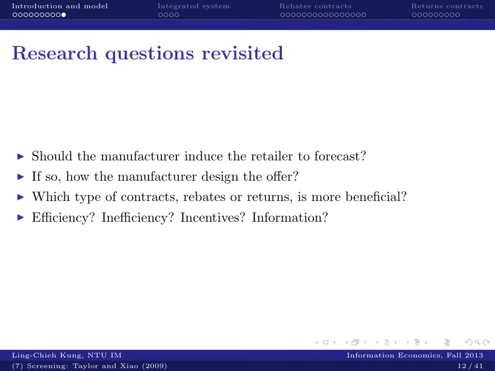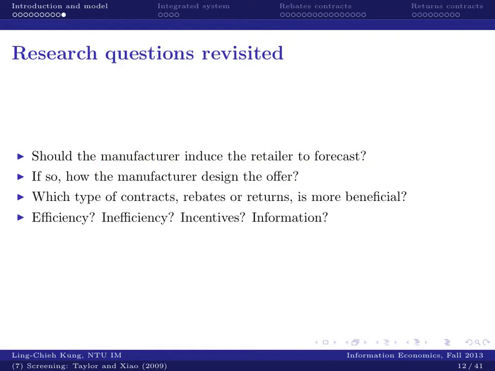So now we are able to precisely describe our research questions. The first one is, should the manufacturer induce the retailer to forecast? Both of them are profit maximizers. Okay, they want to maximize their respective expected profits. So is it optimal for the manufacturer to induce forecasting?